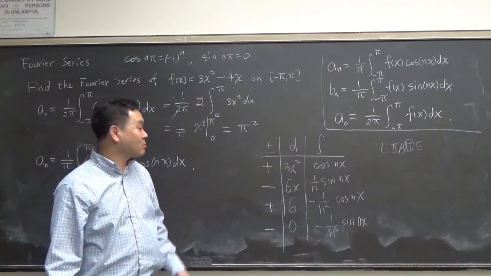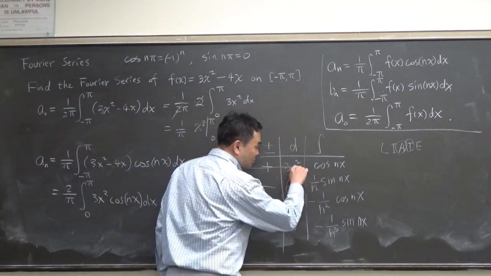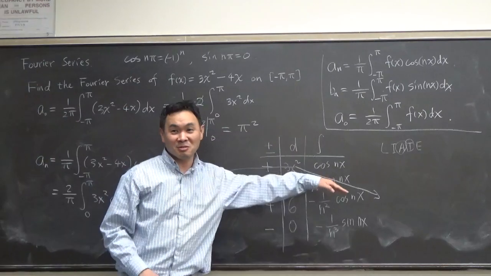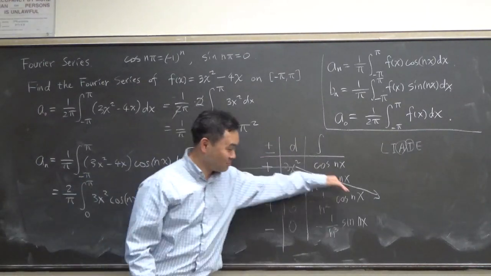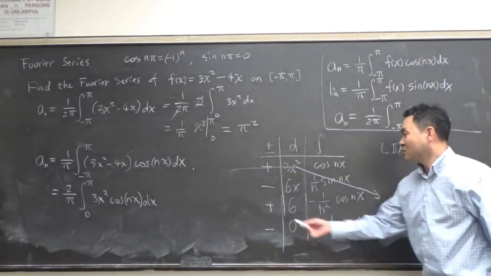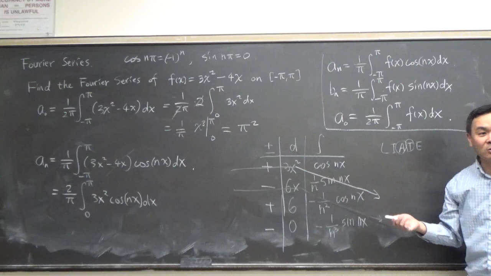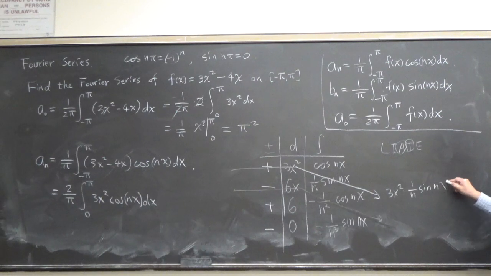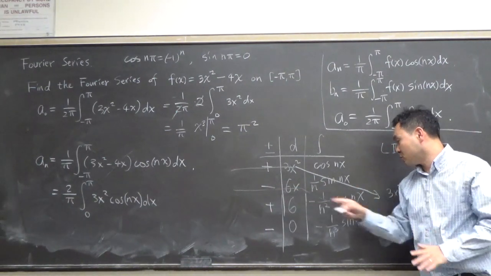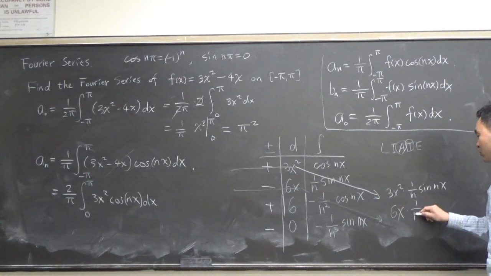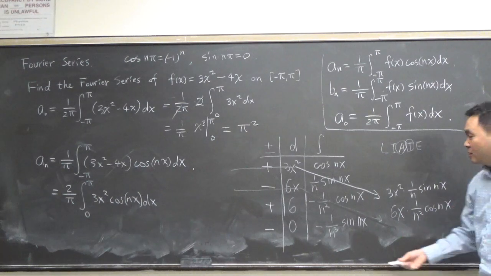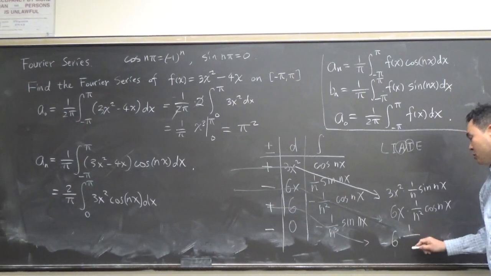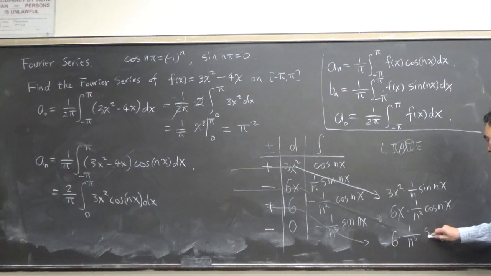But to extract the answer from here, you go straight across, but then you go like that. It's like a missile, something like that, right? Just like that. Good. Go straight down. And whenever you do that, you multiply the result. So it's 3x squared times 1 over n sine nx. And negative times negative is positive, so it's 6x times 1 over n squared cosine nx. And you multiply like that, so it's negative 6 times 1 over n cubed sine nx.